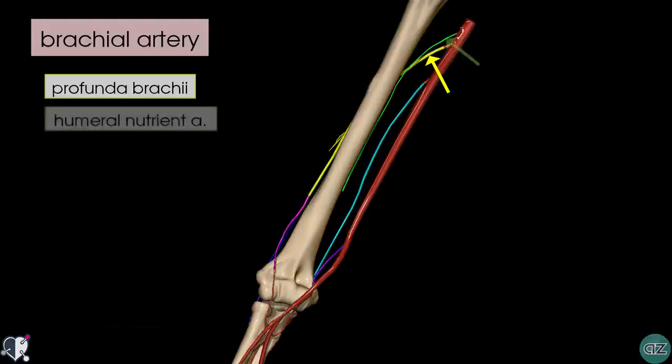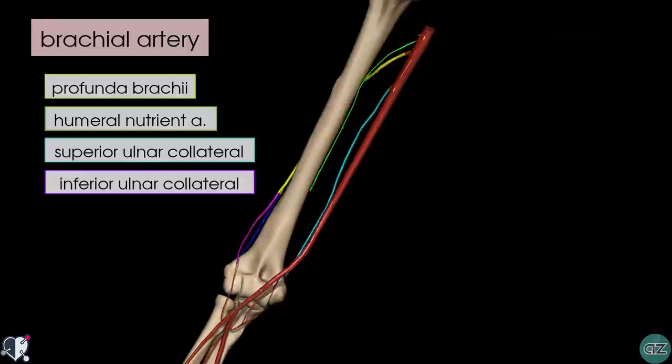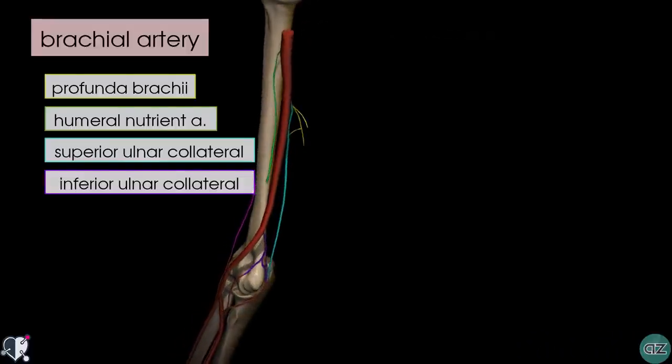You've got the nutrient artery to the humerus, and you can see this in green. And then you've got the superior and inferior ulnar collateral arteries. So you can see the superior ulnar collateral artery in light blue coming off superiorly from the brachial artery, and then the inferior ulnar collateral artery you can see here in purple coming off inferiorly.